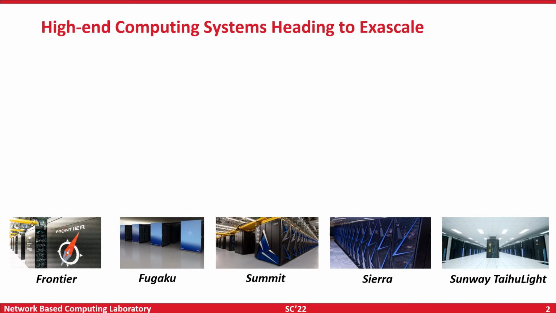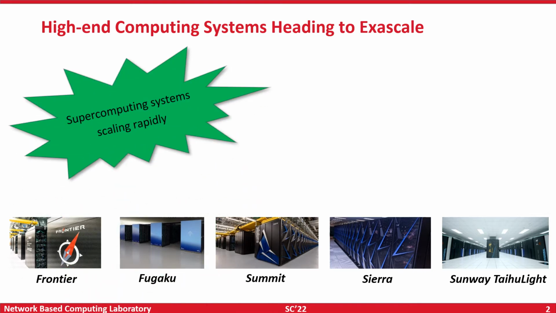As many of you know, we are in a very exciting phase in high performance computing. We have the Frontier system, which just got announced in June, and it has crossed one exascale, exaflop performance. And gradually in the next few years, we'll be seeing many more such systems coming up. And of course, prior to this, we have seen Fugaku, Summit, Sierra, Sunway, TaihuLight heading in that direction. Now, if you take a closer look at it, you will see the supercomputing systems are scaling very rapidly.